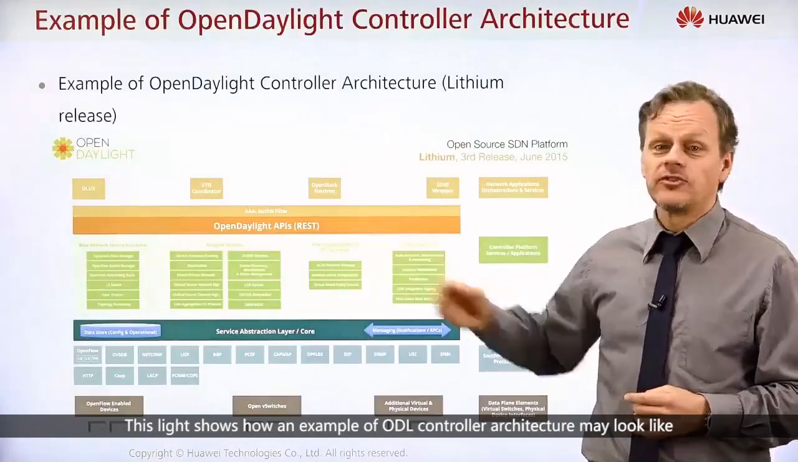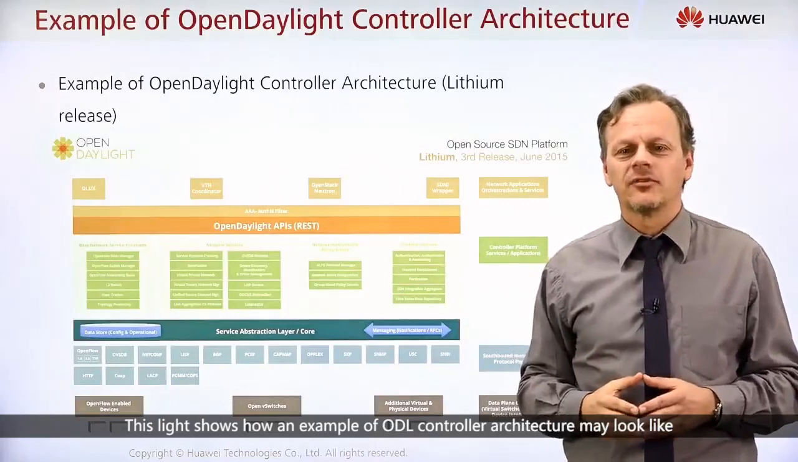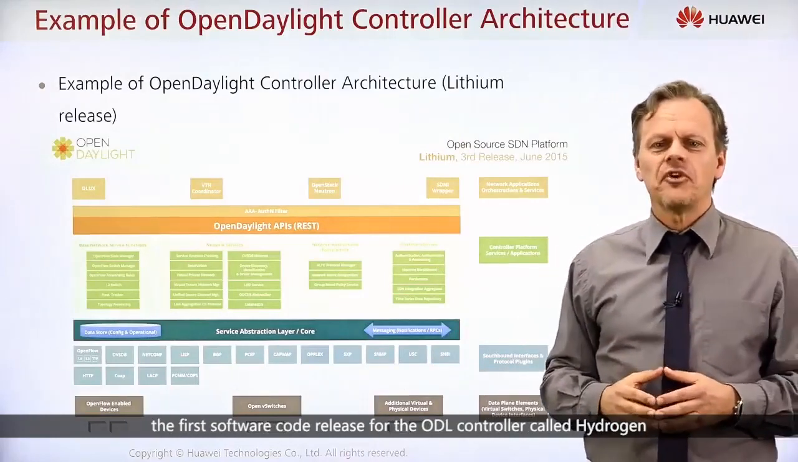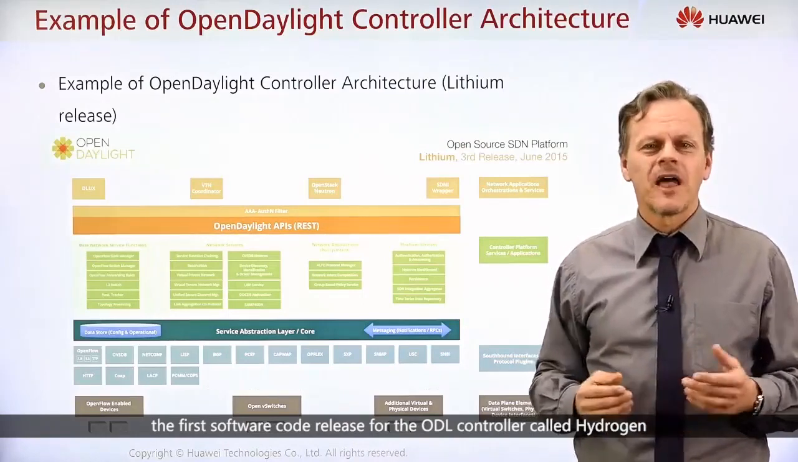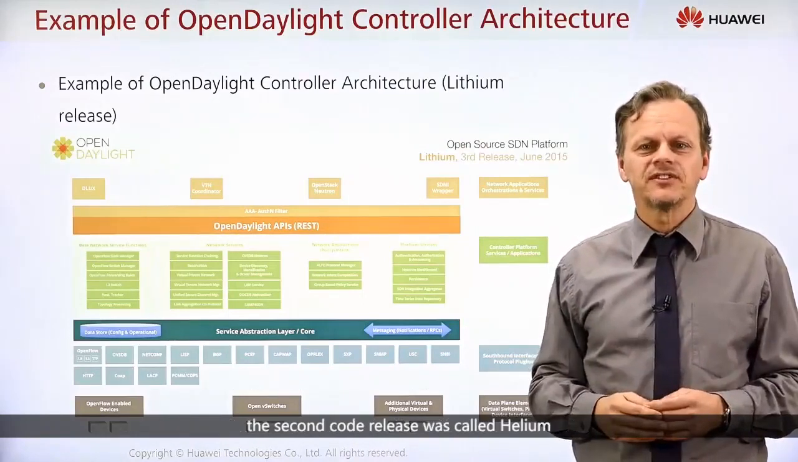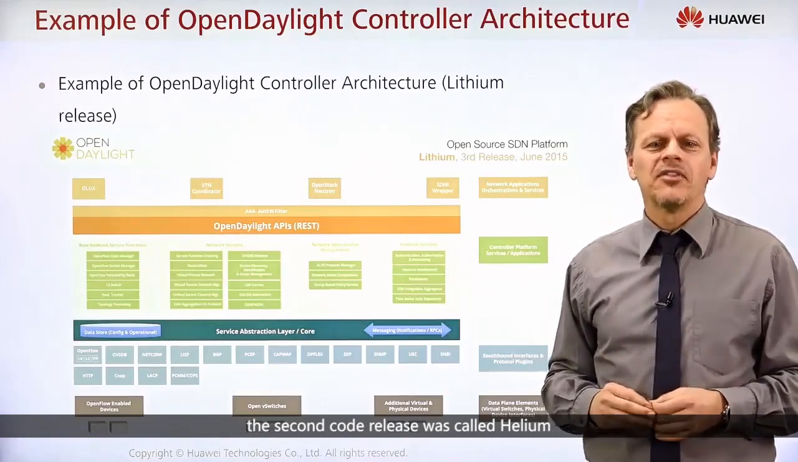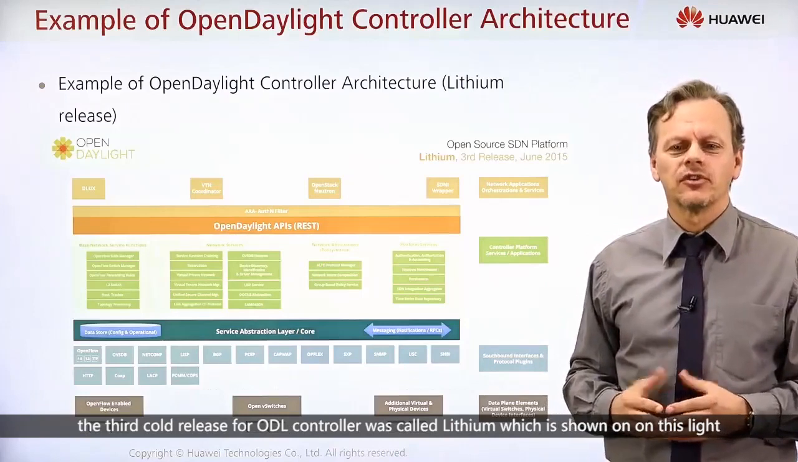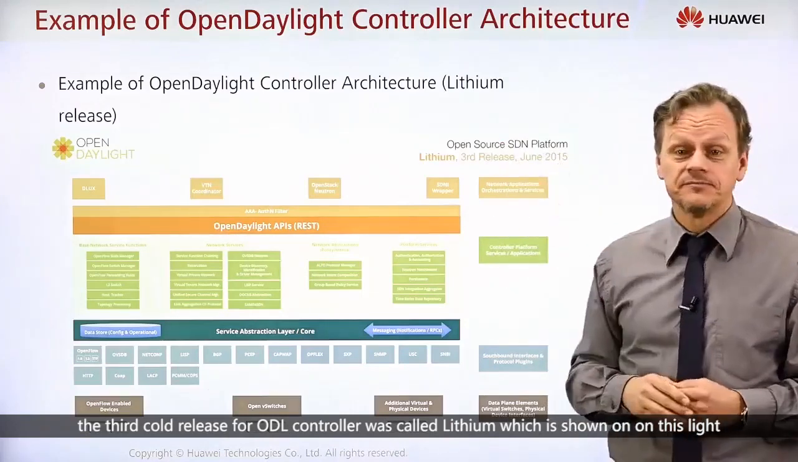This slide shows how an example of an ODL controller architecture may look. The first software code release for the ODL controller was called Hydrogen. The second code release was called Helium. The third code release for the ODL controller was called Lithium, which is shown on this slide.